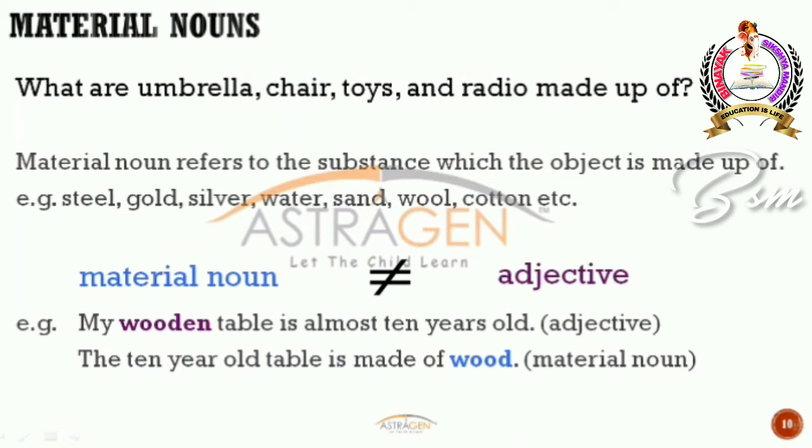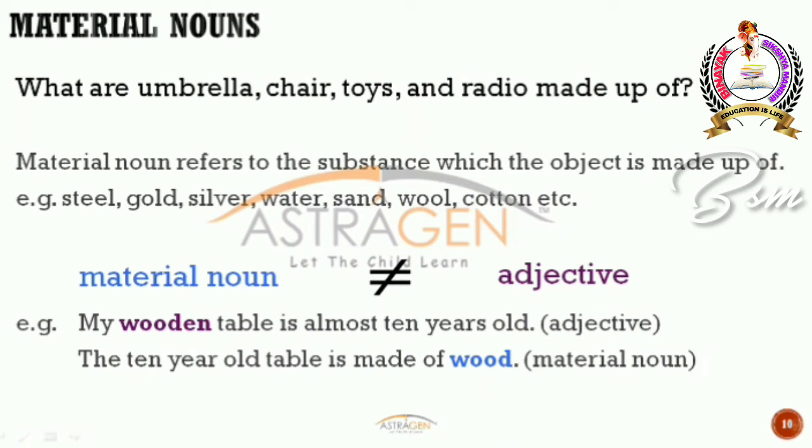So generally we get confused between material nouns and adjectives. So let's revise what a material noun is first. So what exactly is a material noun? A material noun refers to the substance which the object is made up of.